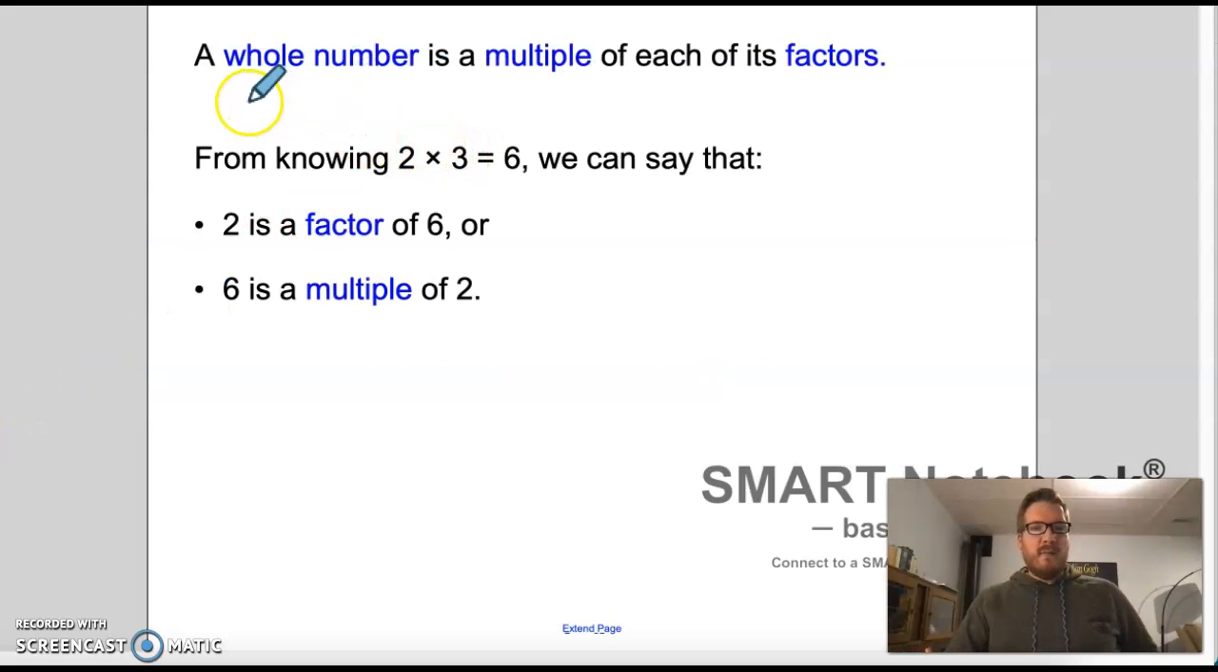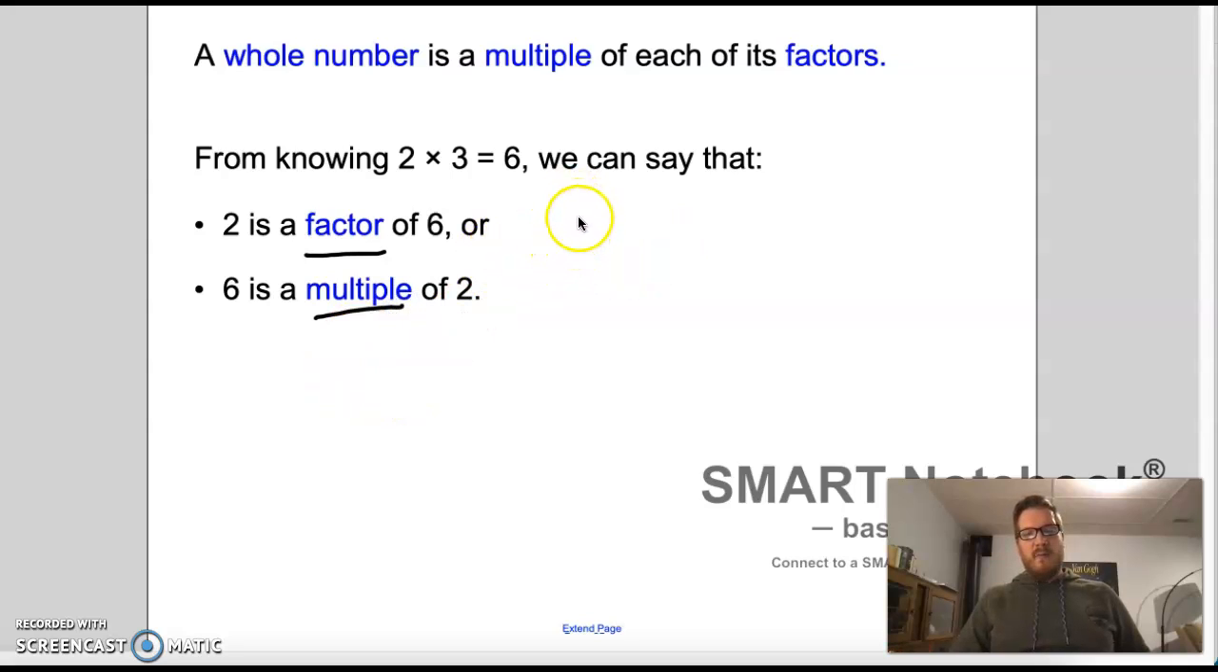Okay, so then we move on to the next thing here, where it says a whole number is a multiple of each of its factors. From knowing that 2 times 3 equals 6, we can say a couple things. First of all, that 2 is a factor of 6, which means 2 goes into 6 evenly, right? And we can also say that 6 is a multiple of 2. Now this is a question that's in your workbook that just helps us remember the difference between factors and multiples.